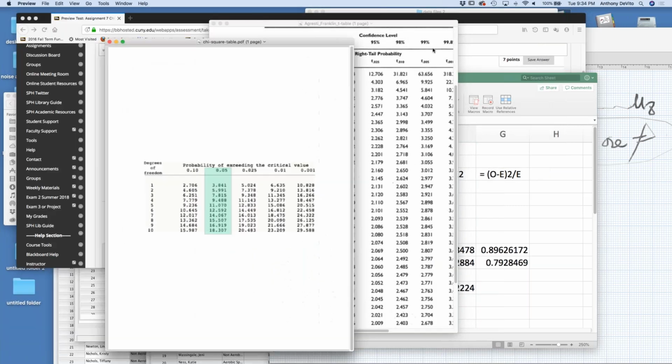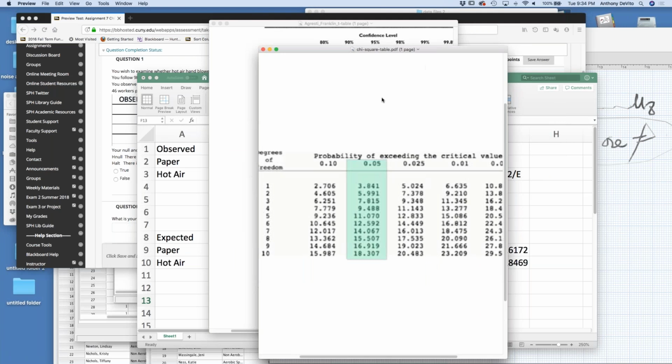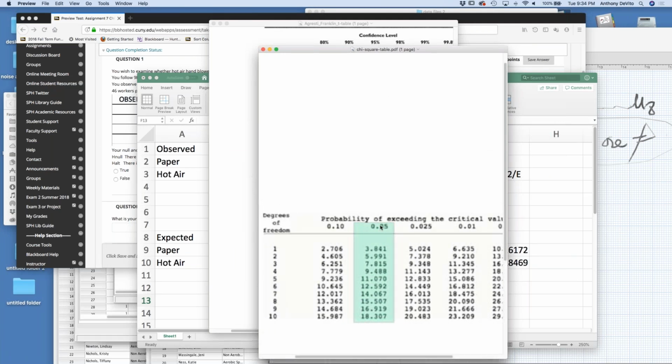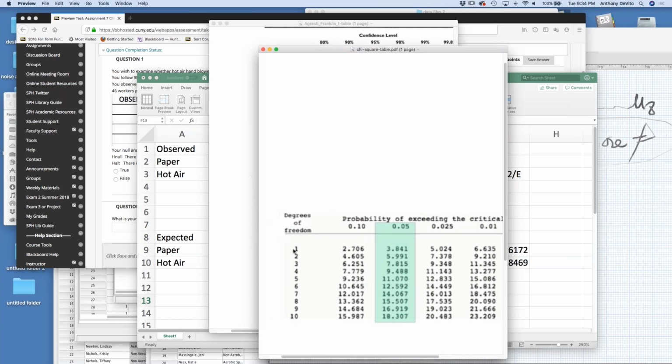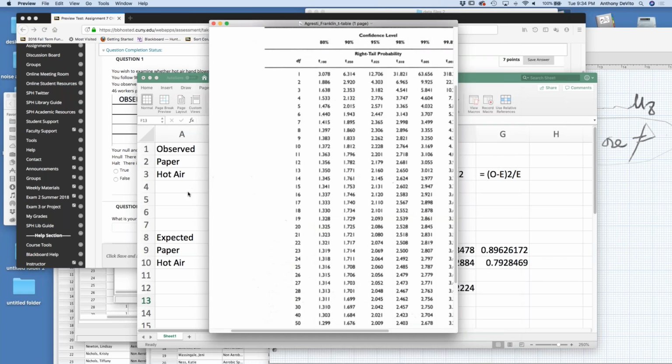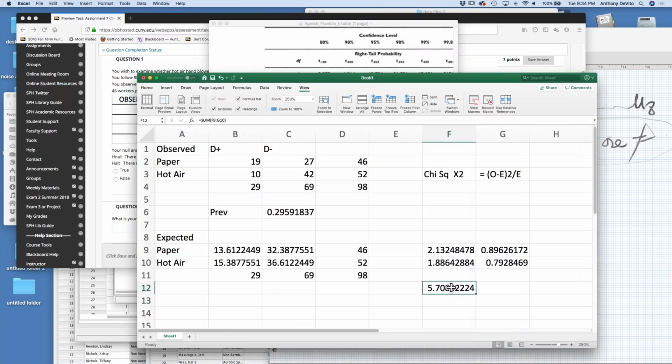Okay, so here's a chi-square table. I'll blow this up a little bit. What is the critical value for alpha equals 5%, for 1 degree of freedom? Remember, it's rows minus 1 times columns minus 1. 2 minus 1 is 1. 2 minus 1 is 1. 1 times 1 is the degrees of freedom of 1. And the critical value is 3.84. That's the value that I have to exceed to reject my null hypothesis. And in fact, I have exceeded that value, so I can go ahead and reject my null hypothesis.